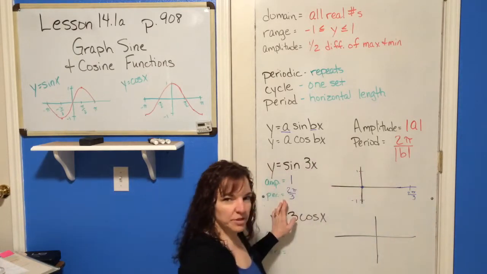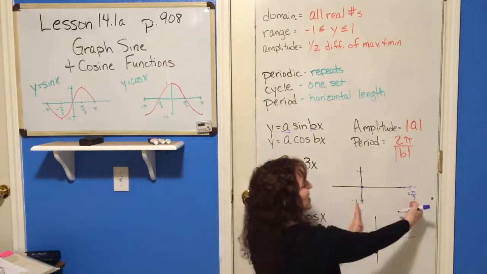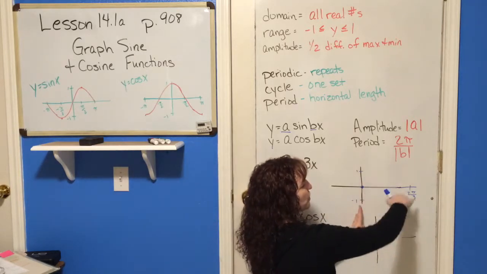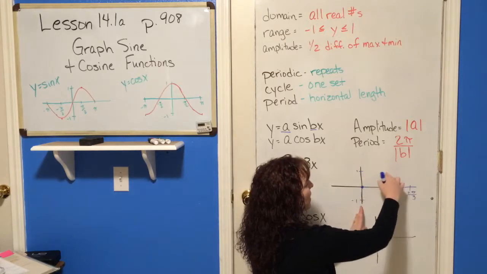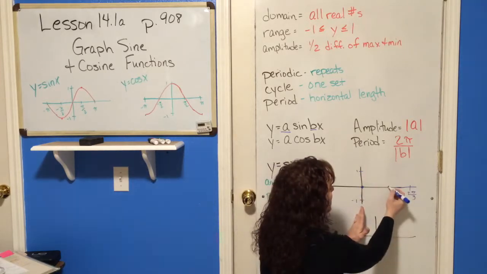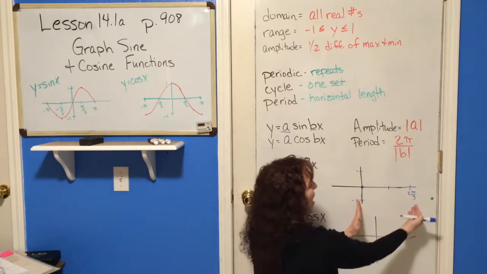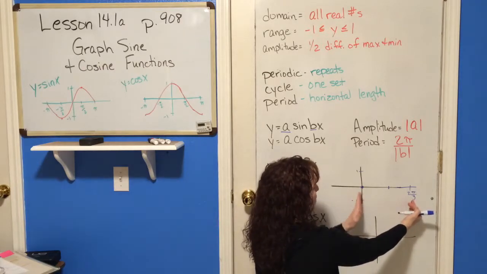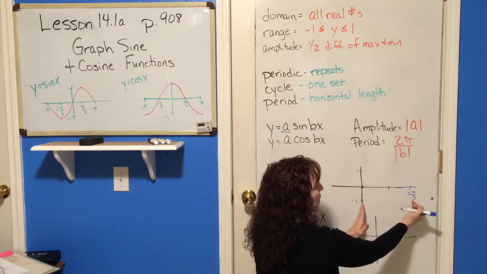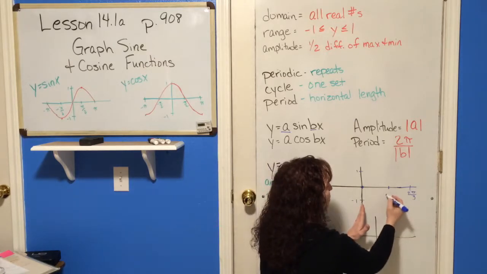All right? Are you following me? So this is the beginning and this is the end of one curve. It's going to go up to 1. It's going to go through the x-axis halfway there. So halfway between 0 and 2 pi over 3 is going to be what? Is that pi over 3?